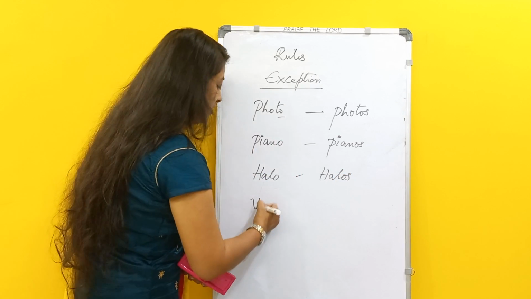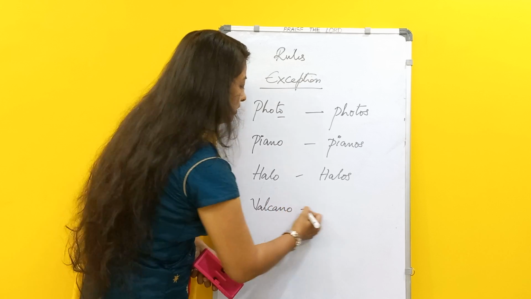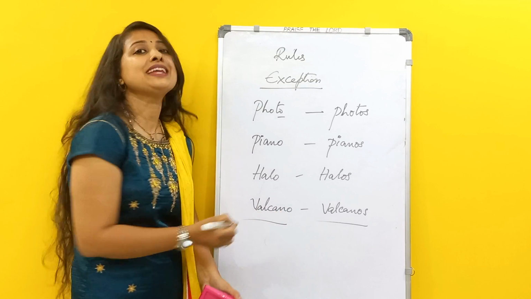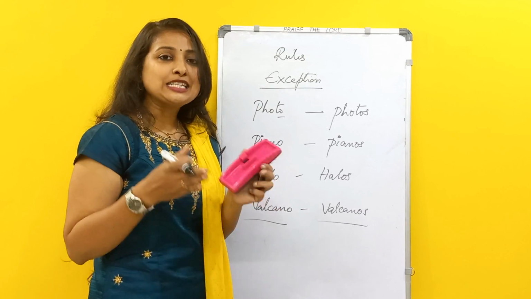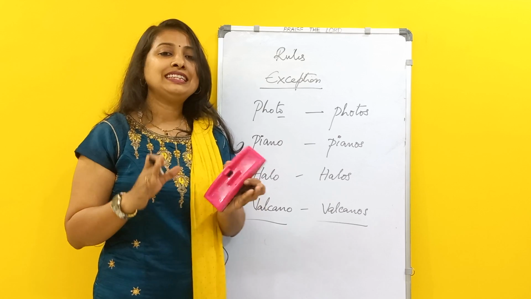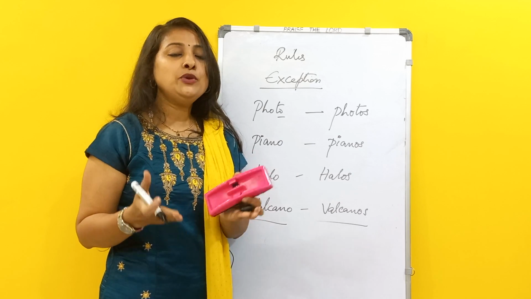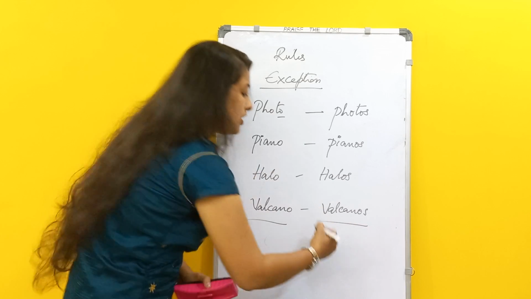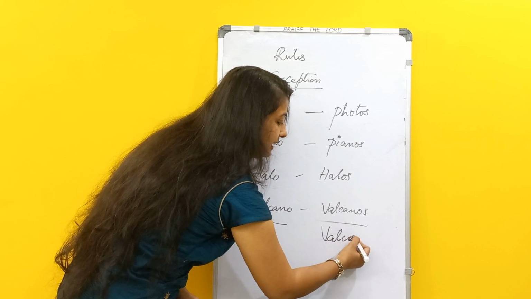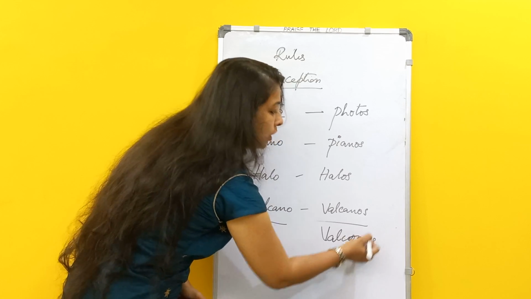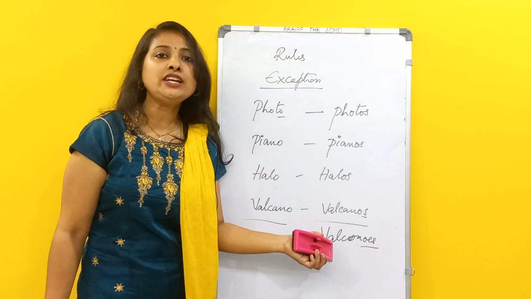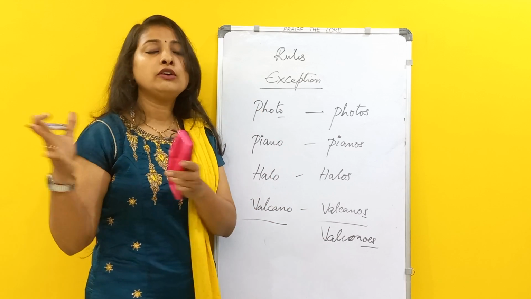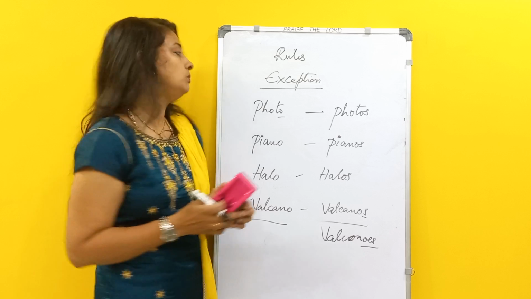You can even say volcano, volcanoes. This is an exception to an exception. That means, especially when talking about volcano, this is unique. Unique means it can form its plural by either adding S or adding ES. Both are correct. So this is unique for volcano. These are the exceptions for the rule of words ending with O.